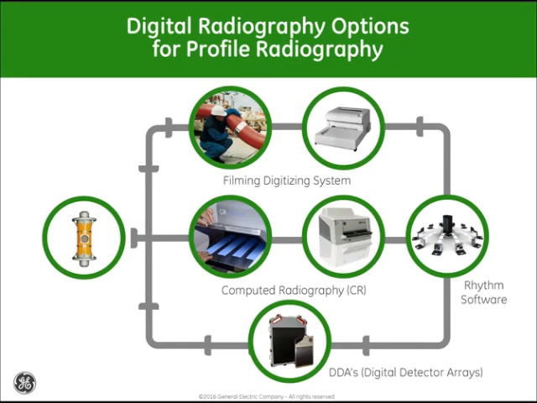We move on. So on the next slide, digital profile radiography all starts with some sort of X-ray source that would, as shown in the previous example, use either film and then digitize that film to get it into Rhythm software, or a reusable imaging plate and then put that through a computed radiography system, which would then connect to our Rhythm software, or directly using a digital detector array, with the X-ray source on the front side, the DDA on the back side, and have that data directly connected to Rhythm software.